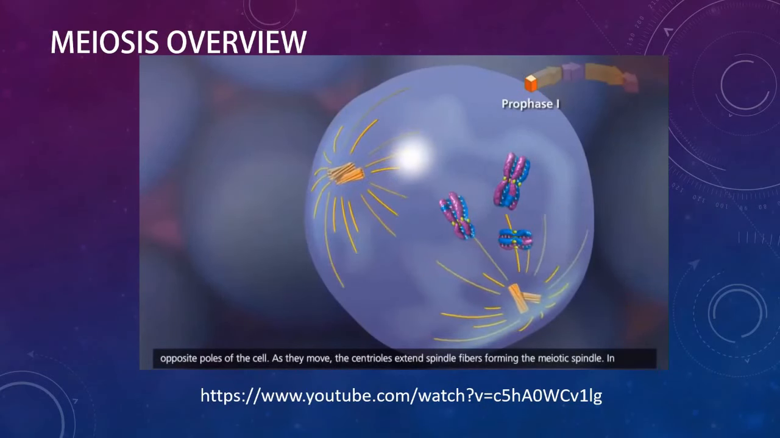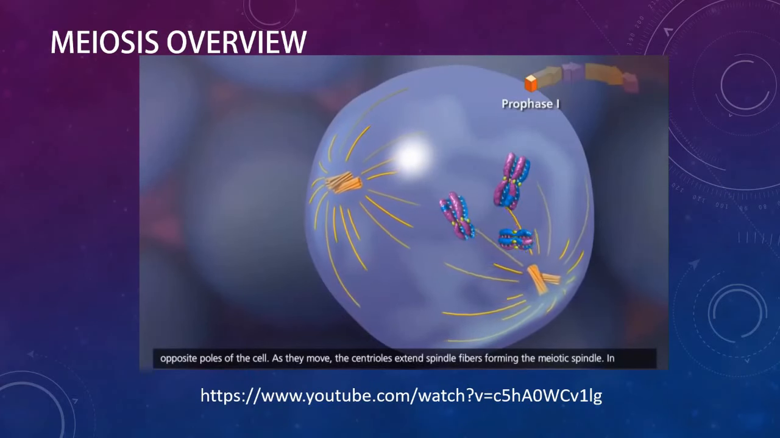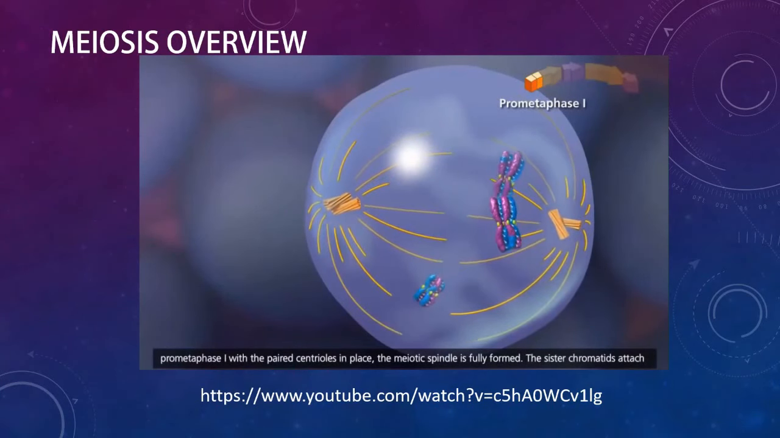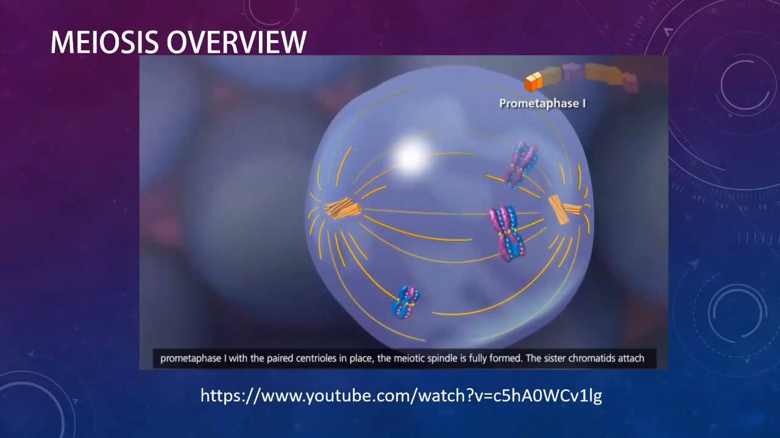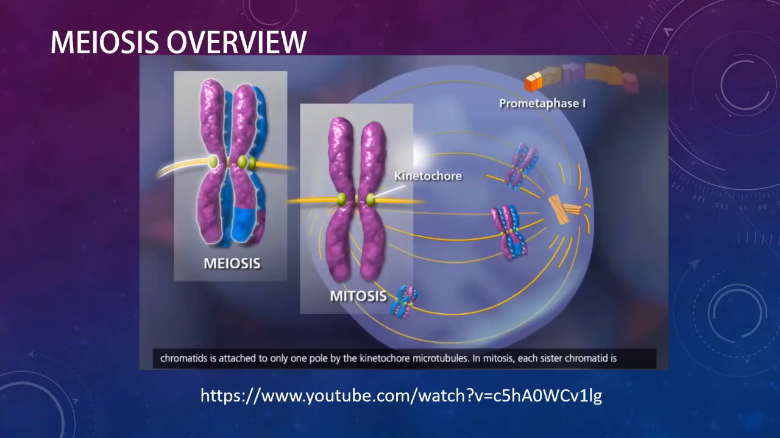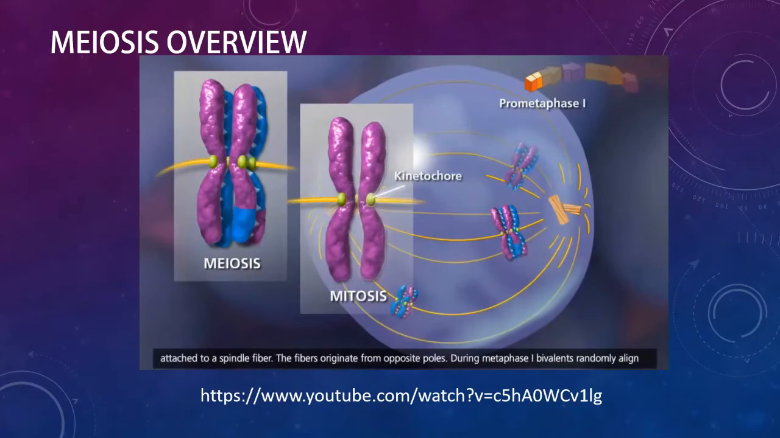As they move, the centrioles extend spindle fibers, forming the meiotic spindle. In prometaphase 1, with the paired centrioles in place, the meiotic spindle is fully formed. The sister chromatids attach to the spindle fibers by their kinetochores. Here, another key difference between mitosis and meiosis occurs. Because of synapsis and crossing over in meiosis, homologous chromosomes remain aligned, so that a pair of sister chromatids is attached to only one pole by the kinetochore microtubules. In mitosis, each sister chromatid is attached to a spindle fiber. The fibers originate from opposite poles.